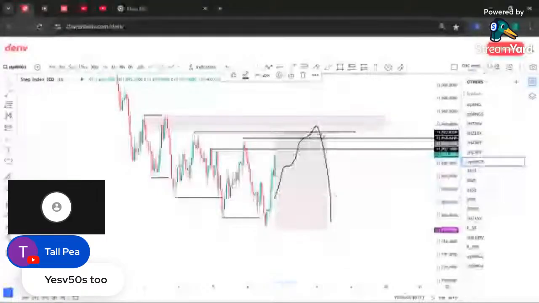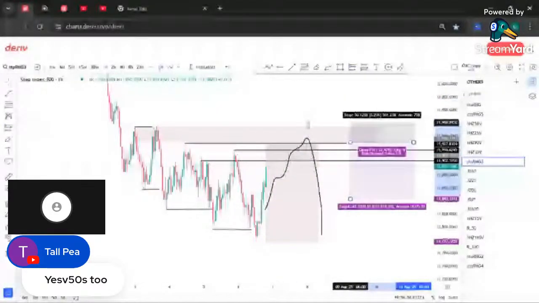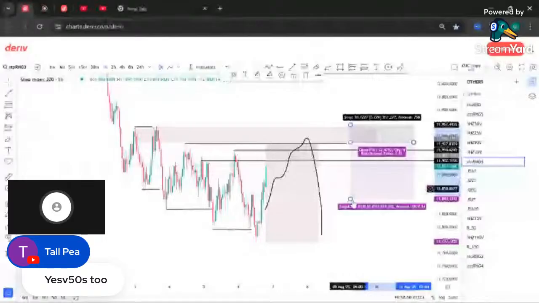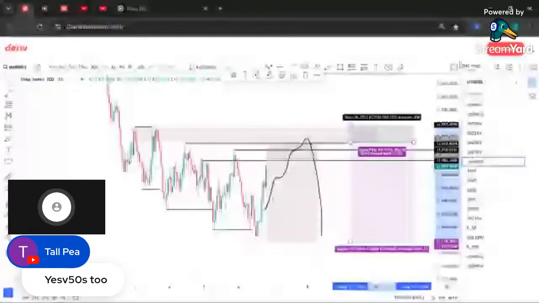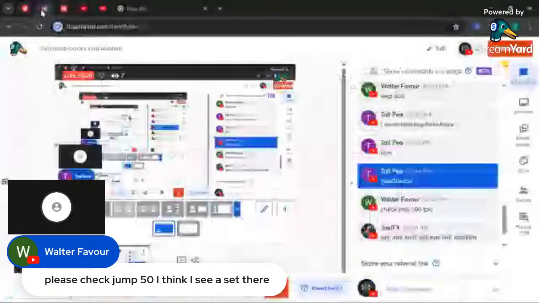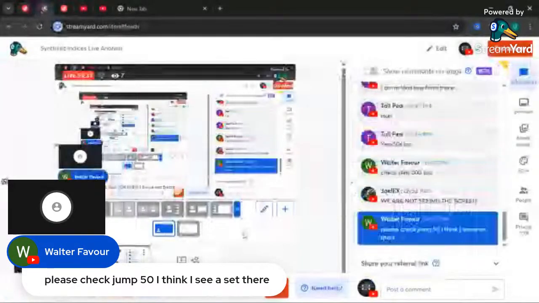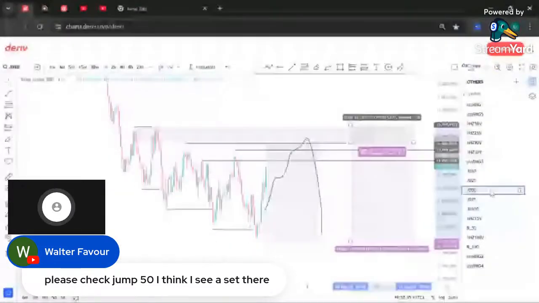I wish there was any setup to maybe cover live, but there's none, and we can't force the market to give us a setup. We have to just wait patiently to see ourselves. Okay, please check jump 50. I think I see a setup. Okay, jump 50, as the last we'll do.